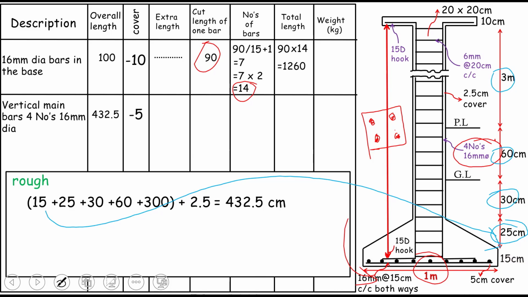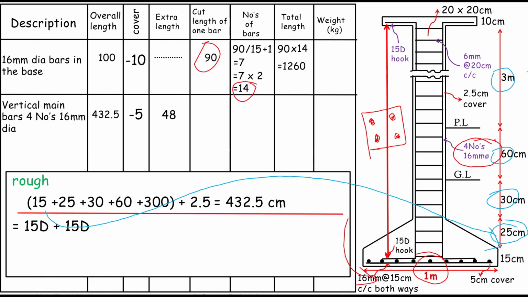Very simple. Now, we can put the cover as -5, because that's just known already. In the diagram, you can see that. And the extra length, that is 48. Why 48? Because we have actually 15D plus 15D for one side and another side. I mean for the top and bottom. And that is just the same thing, 48. So we can just put extra length.